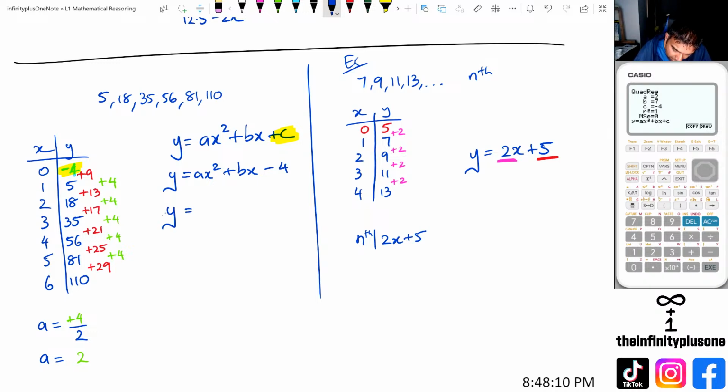So I can go back here. Y is equal to 2x squared plus bx minus 4. And if you look at the calculator, it has a as 2. This is just something that you always do with second difference. Once you find the second difference, you just divide it by 2 to get the a value, always.